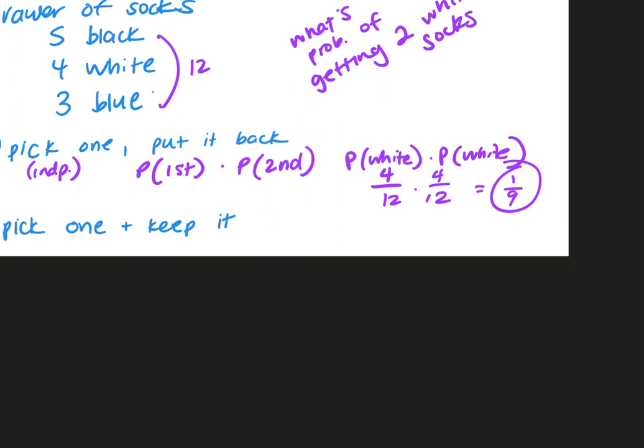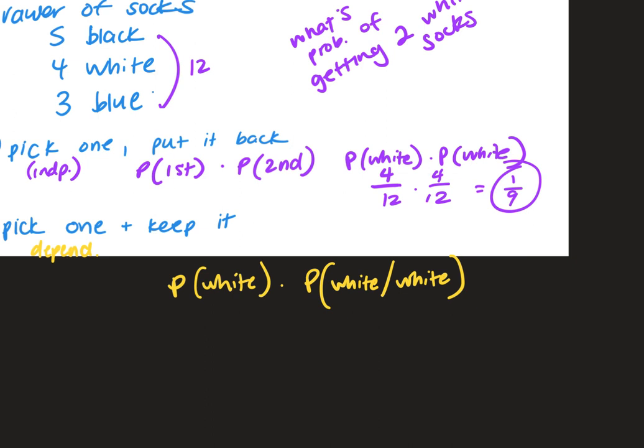Whereas if you pick one out and you keep it, this is dependent. And so you do the probability of the first, or A, getting a white sock, and then the second one, probability of getting a second white sock, given you already took out and kept that first one.